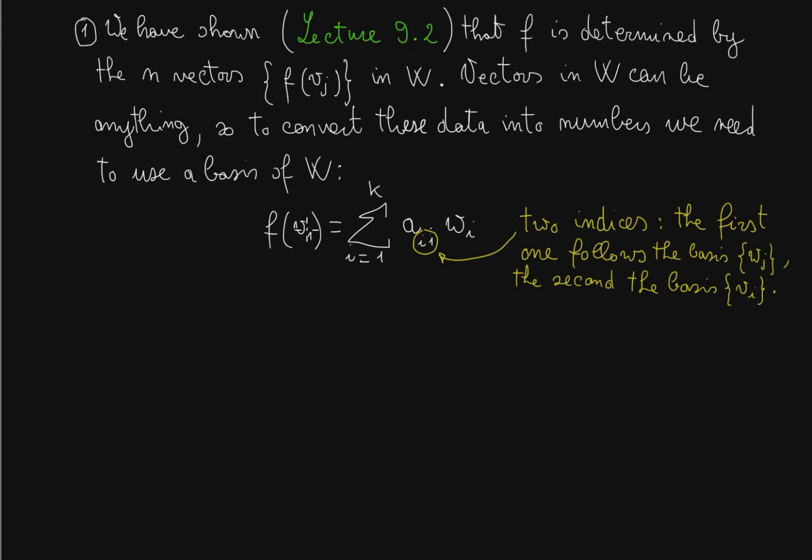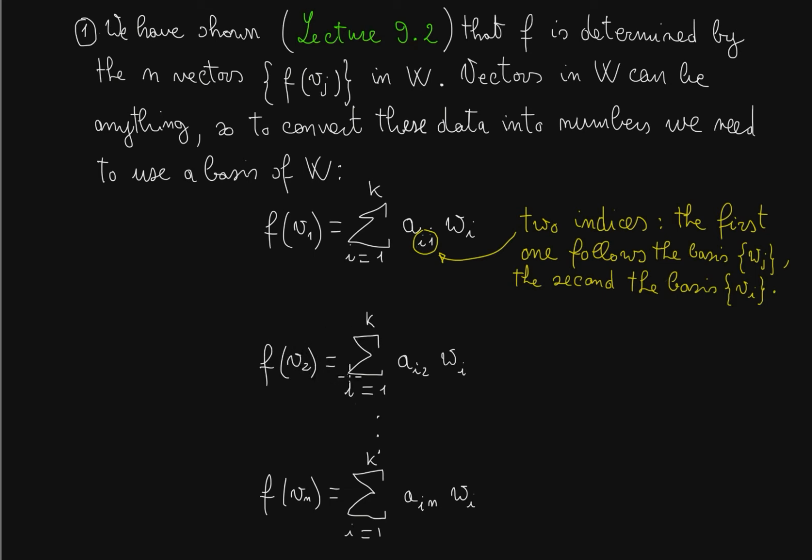In this case, it is V1, so there should be something here indicating that these coefficients are relevant to the image of the vector V1. So the most straightforward way to do this is to implement a double index notation in which we deliberately choose to have the first index running with the Wi's and the second index running with the Vj's.